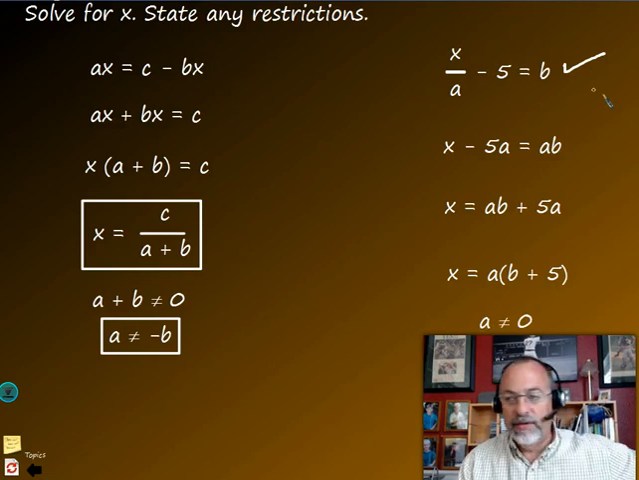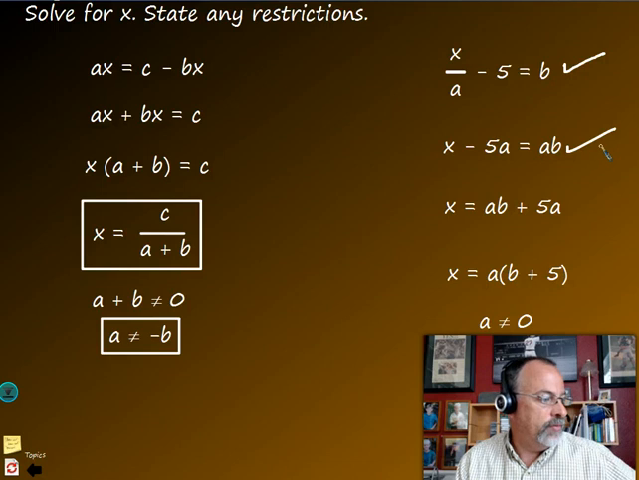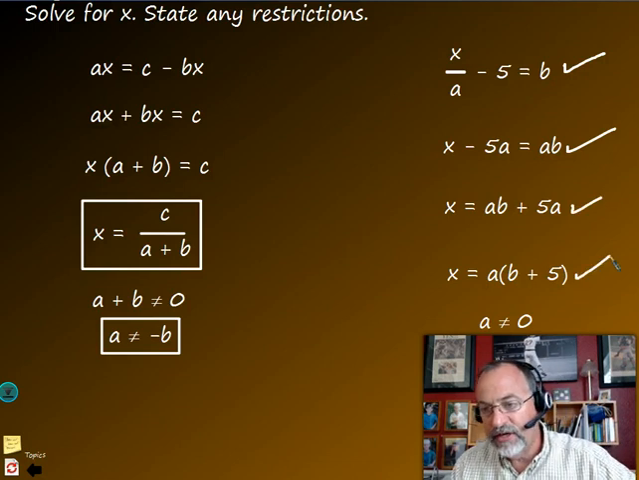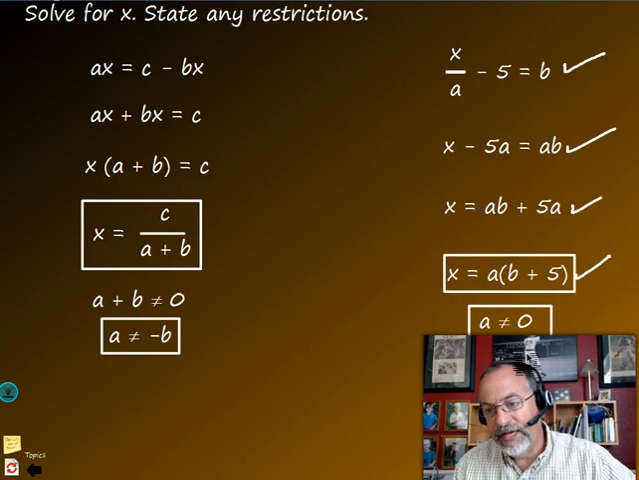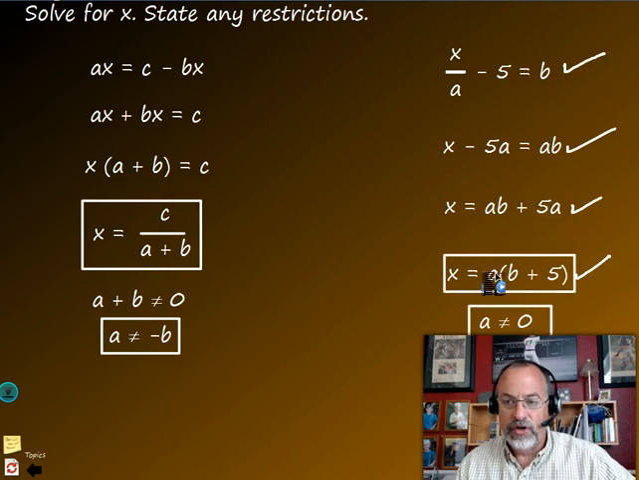Then I look at my next step. Is there a fraction here? No, so I'm good. Is there a fraction here? No, so I'm good. Is there a fraction here? No, so I'm good. So I only have one restriction. a cannot be 0, and then I'm solved for x.